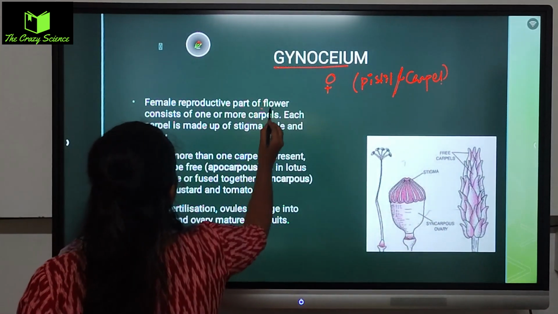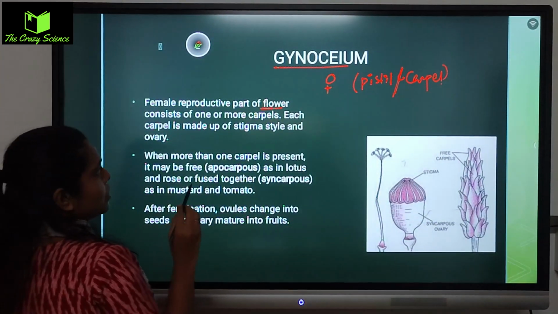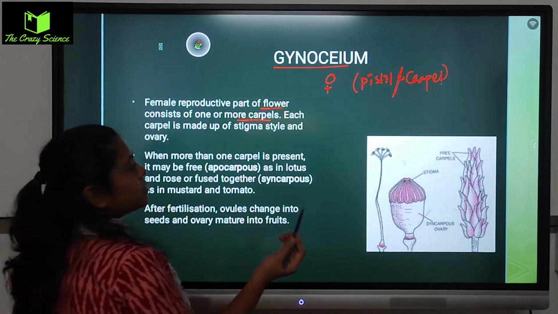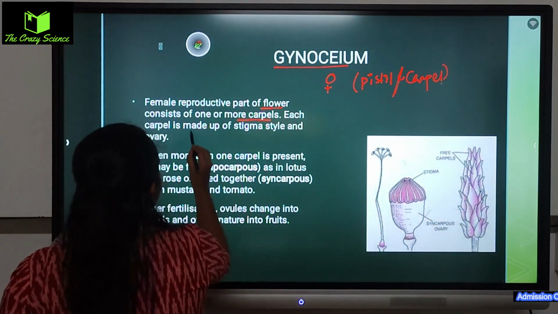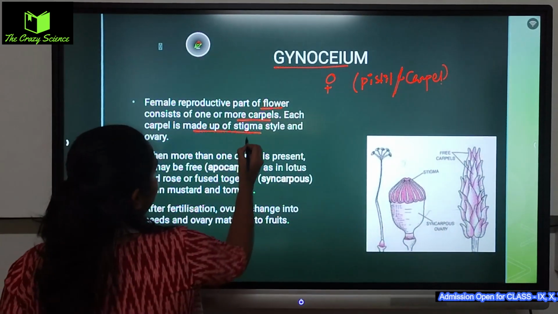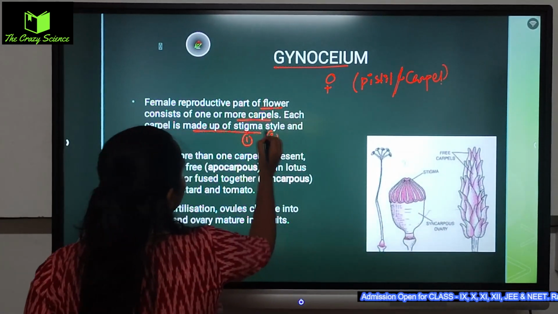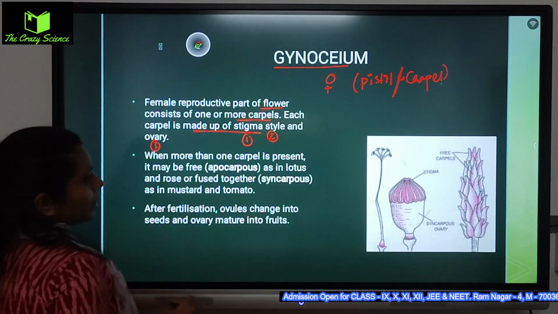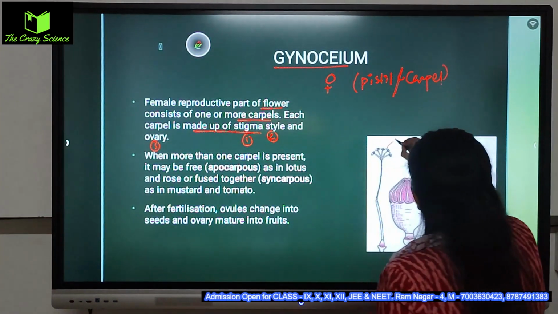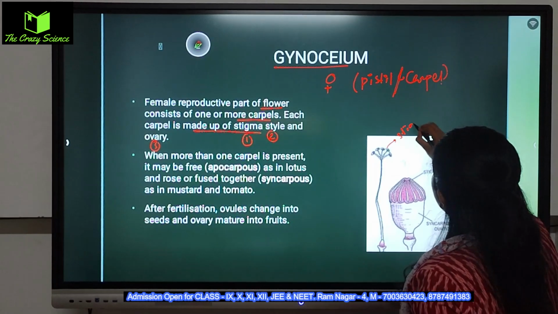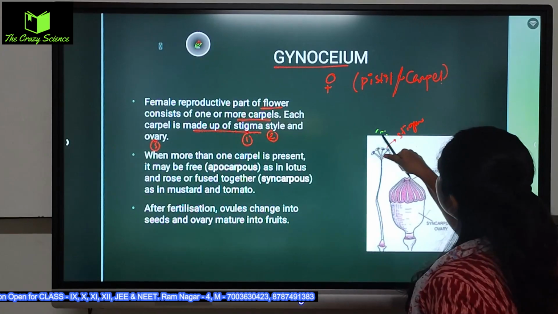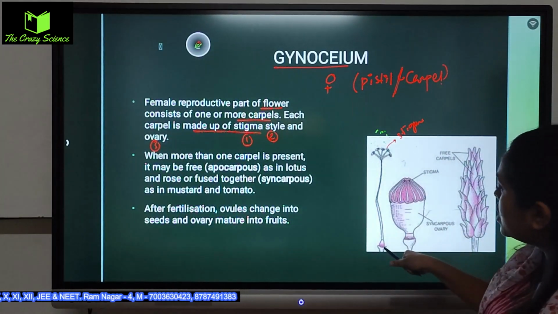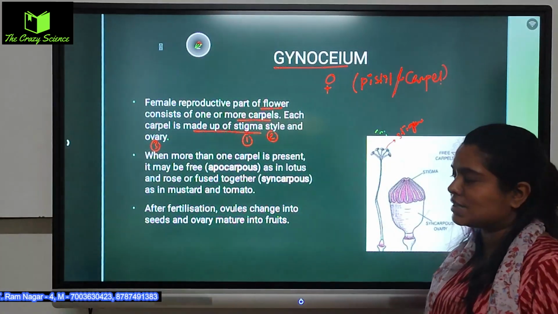The female reproductive part of the flower consists of one or more carpels. So if there is one or more than one carpel, what do we call it? Multiple. And each carpel is made up of the stigma, style and ovary. Okay, this part is called the stigma, the sticky part, where the male pollen grains come and make a long way to reach the ovule to do the fertilization.